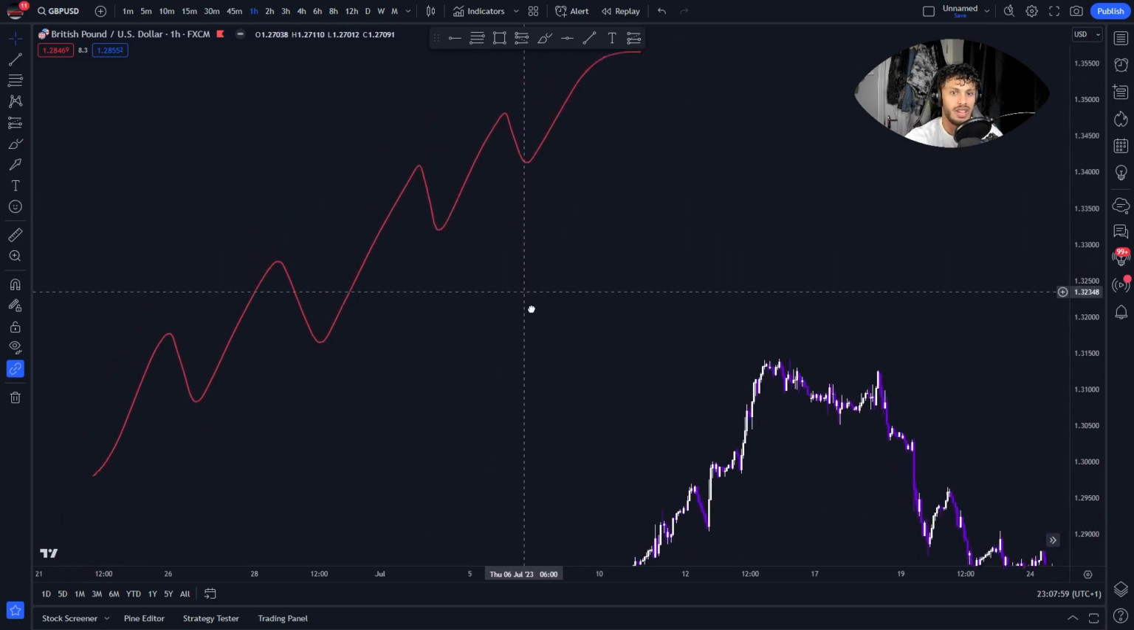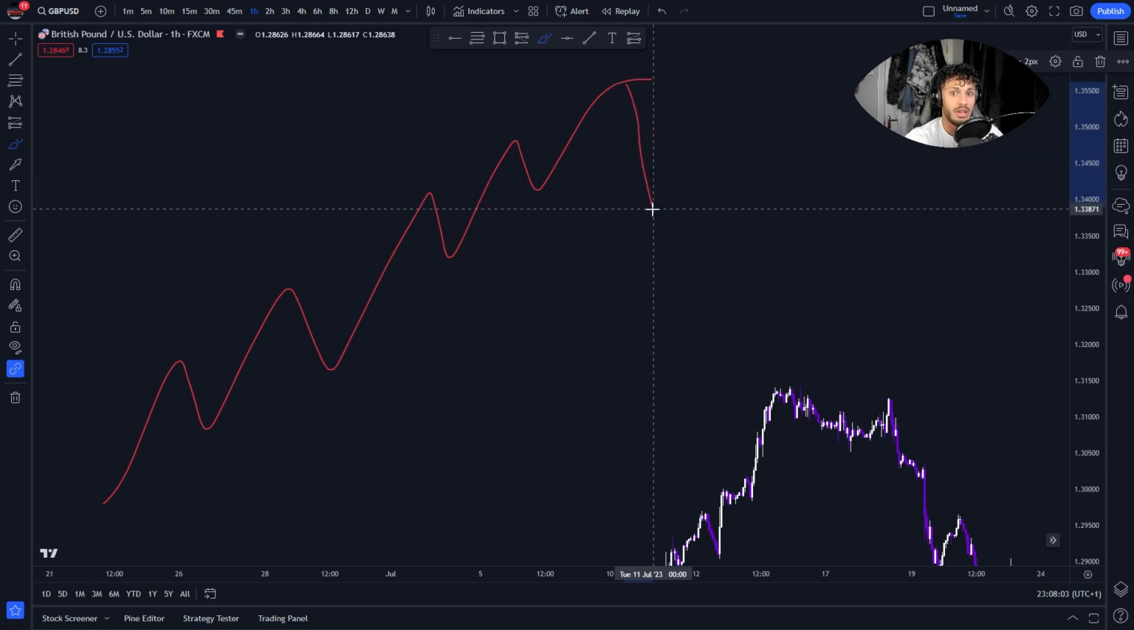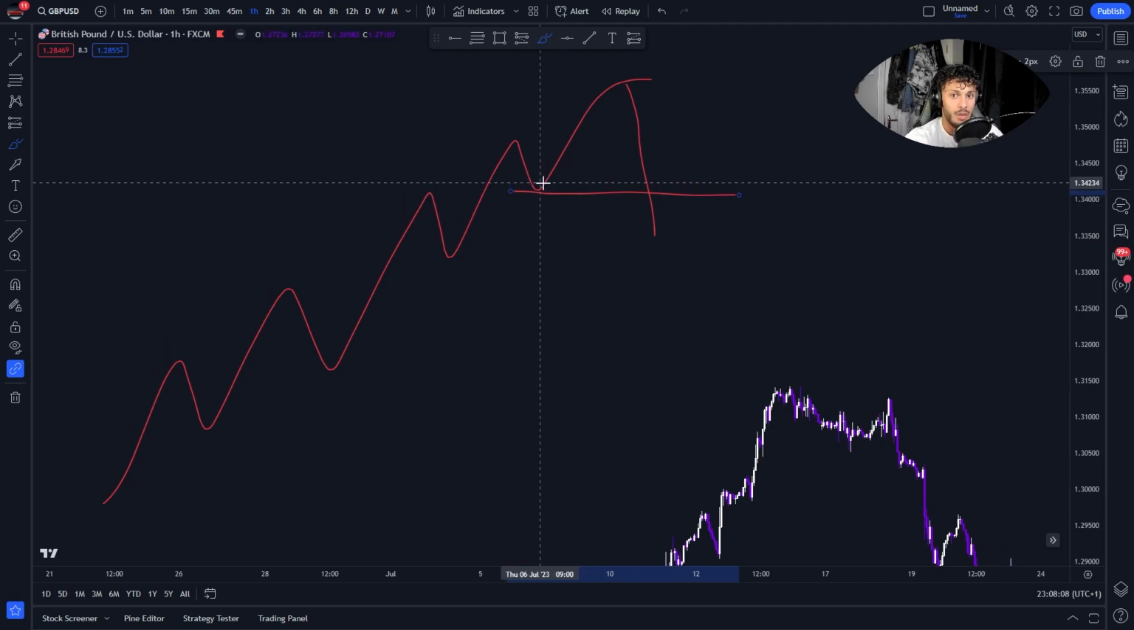Okay, so a lot of time what sometimes you'll see is, and this is called a fake change of character, where price will sometimes come down. It will look like a change of character or a break of structure, but in fact price just wanted to come down, clear this low as liquidity, as a lot of people potentially had their stop losses below here.